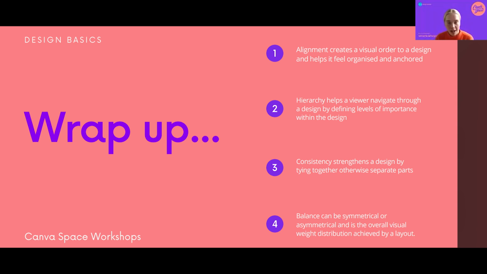So to quickly recap what all of these things are again, alignment creates visual order and helps make your design feel organized. When it comes to hierarchy, that helps you guide your viewer through the different levels of important information within your design, making sure what you want them to notice and read first, and then second, third, and fourth.